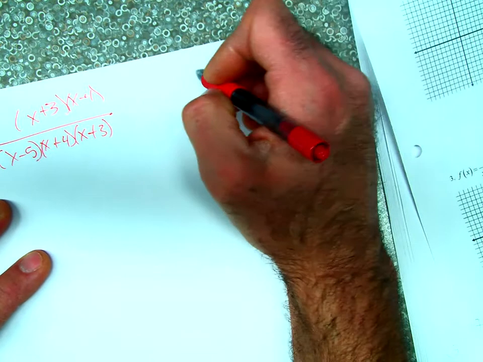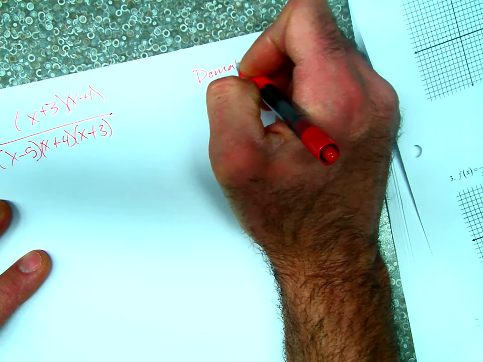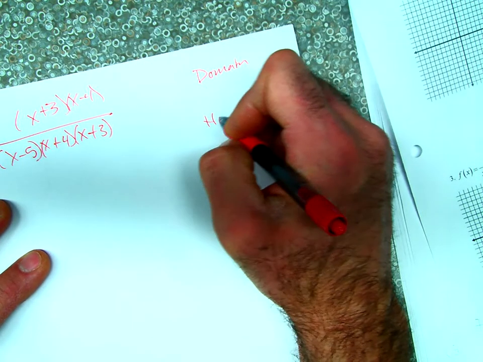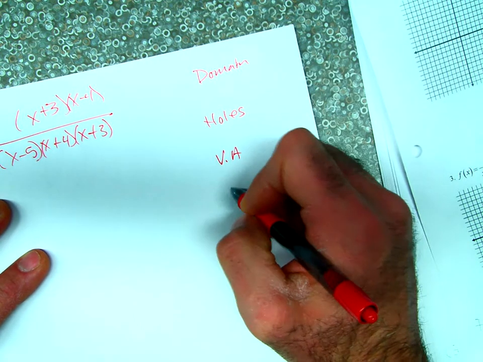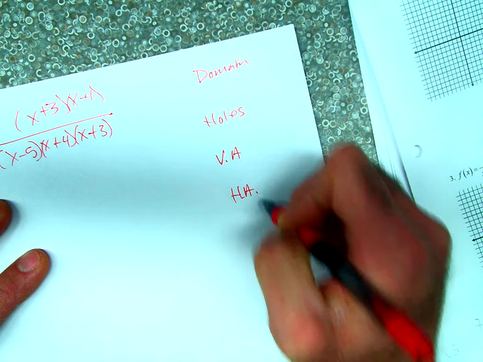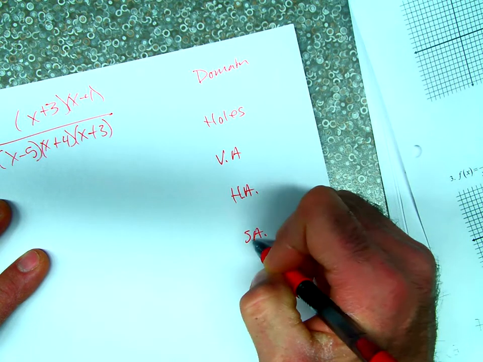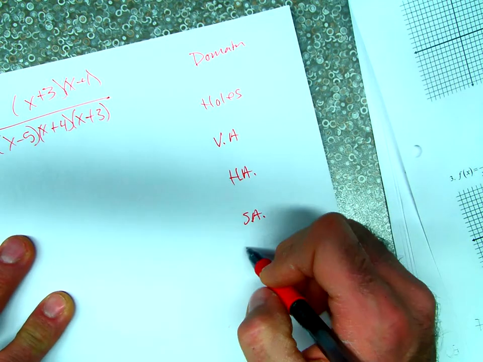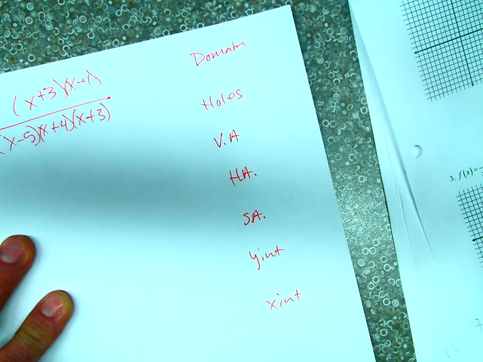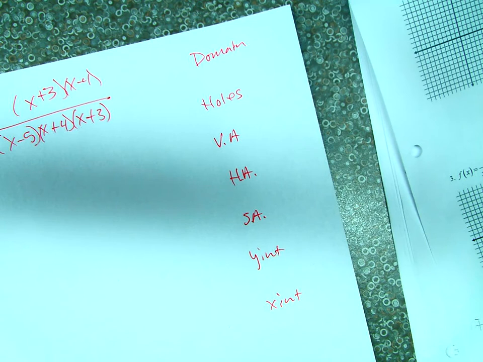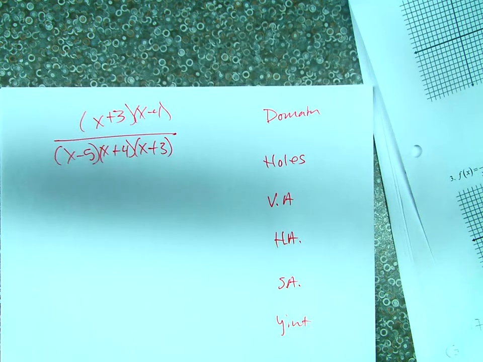Okay, we need the domain, poles, vertical asymptotes, horizontal asymptotes, slant asymptote, y-intercept, x-intercept, and then we need to graph it. Okay, it's already factored for us, so this should be pretty easy. What is the domain?